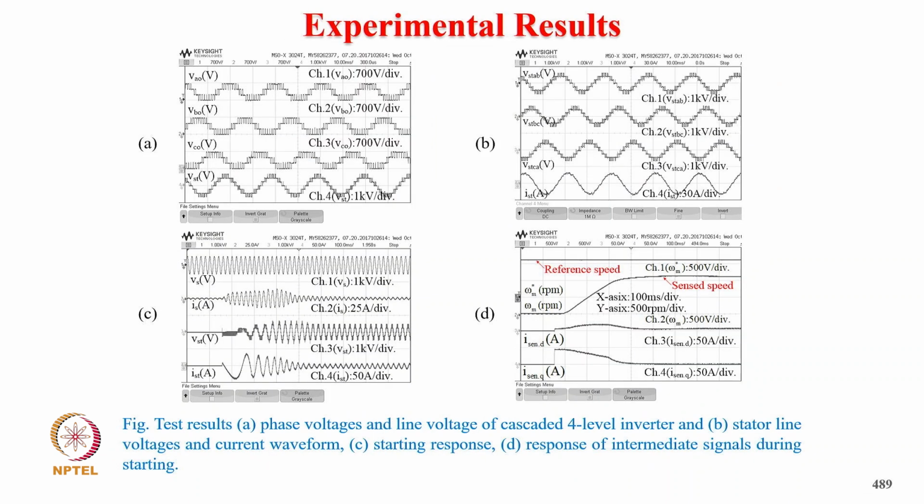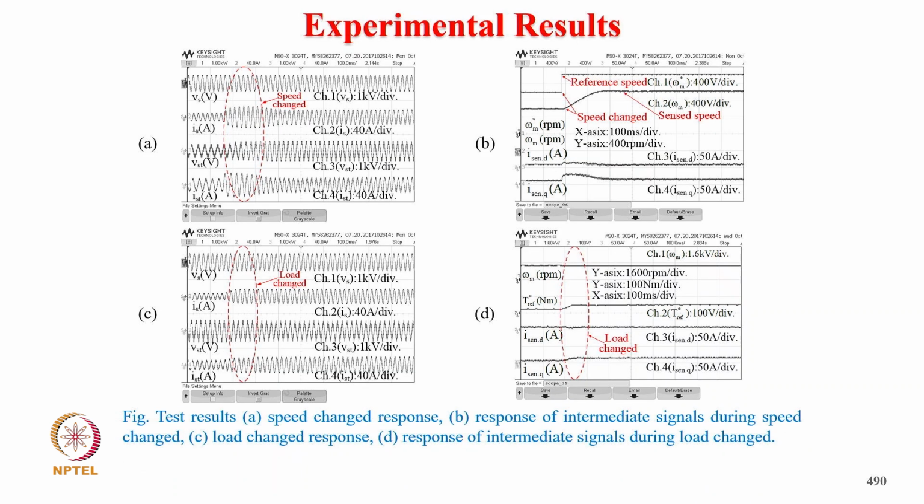And these are the 3-phase pendulum voltage and stator voltage, and then the 3-phase line voltage with the stator current, and then the performance during starting with supply voltage, supply current, and stator voltage, stator current, and the reference speed, then the sense speed and DQ axis current in vector control mode.